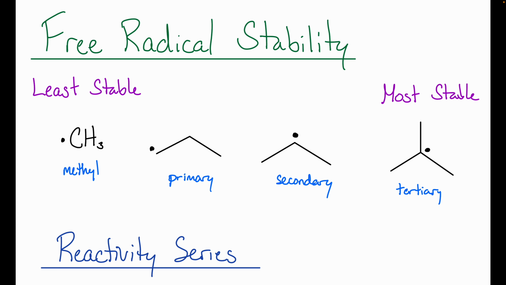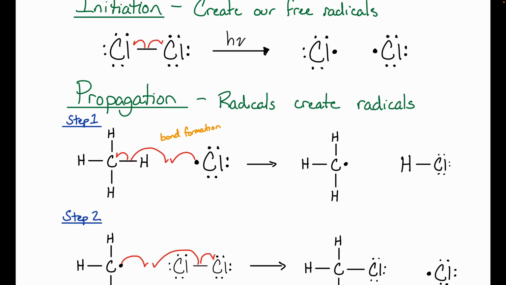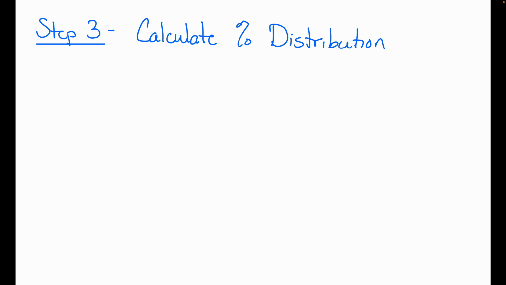But it turns out it's not that easy. There's a bit of a numbers game going on as well. These radical reactions, this first step is to remove a hydrogen from that alkane. Well, it turns out that it's more likely to remove a hydrogen if you have more hydrogens. So the number of hydrogens is also going to factor into our calculation here. So when we calculate our percent distribution, that percent is going to be equal to the number of hydrogens times the reactivity factor for that carbon.